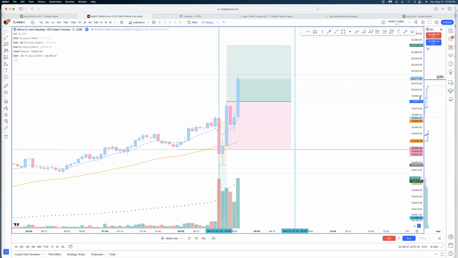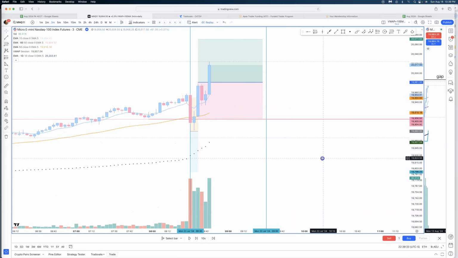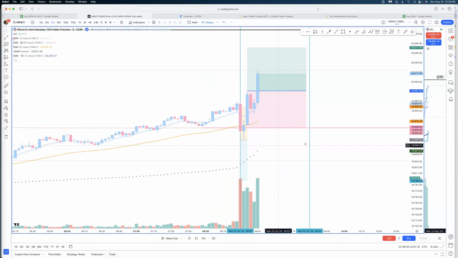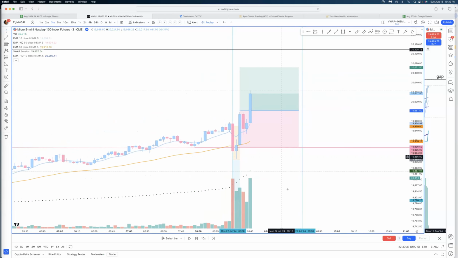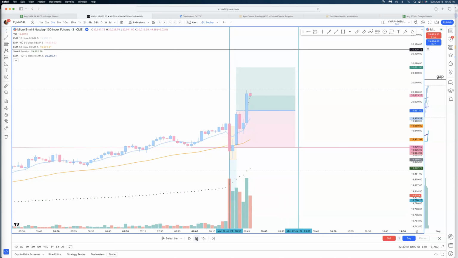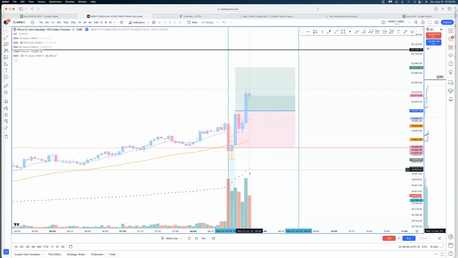Okay, triggered in there. That was a really nice candle. So now let's see what happens here. Okay, got a little candle. We could come down here. What I like is that the 50 and the VWAP are trying to get a little closer together.